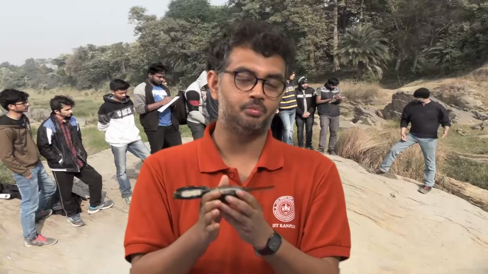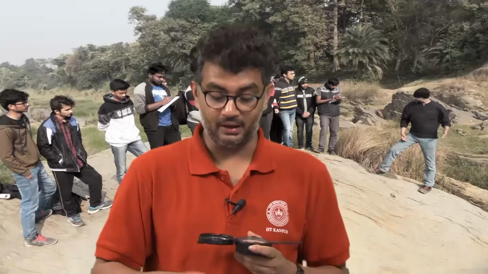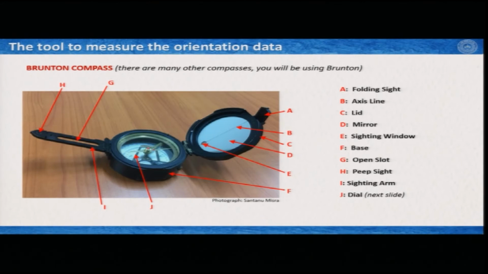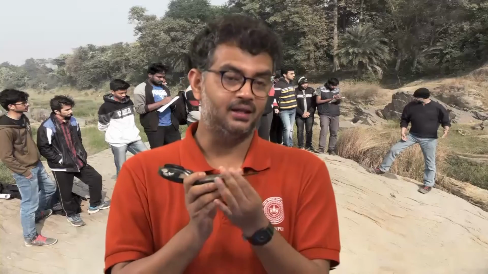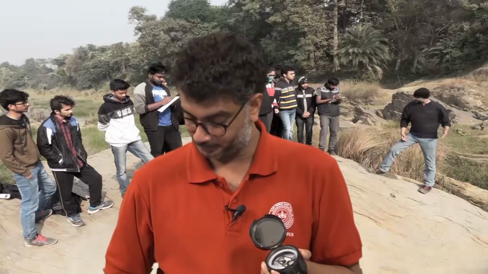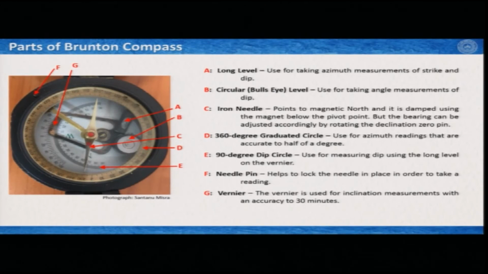So, we use different orientations of this compass to measure different things, and here in this slide you have the different components written. What is important is that this is the lid, this is the main dial, and this is the sighting arm. Now, let us have a look at what we have inside this dial, because this is the most important part that you need to know.